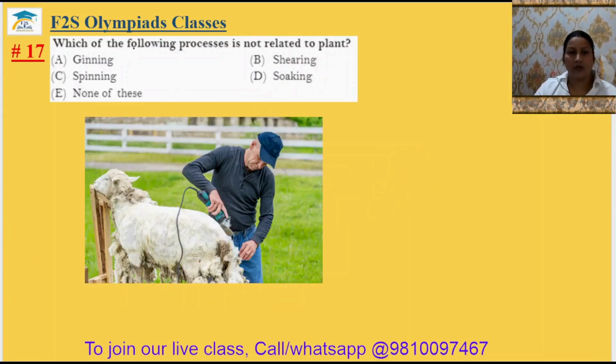Question number 17. Which of the following process is not related to plant? So ginning is the process of removing of seeds from the cotton, so related to plant. Shearing means the removing of the fur or the wool from the sheep. This is known as the shearing. Option B will be the answer. Spinning means making yarn. Soaking means when we clean any fiber obtained from plant or from the animal, we just dip it into the water for some time to soak it. So this process is known as soaking. So that's why answer should be B here. So 17th answer will be option B.